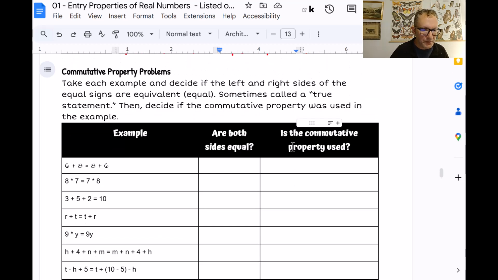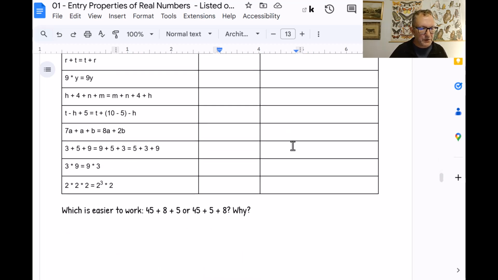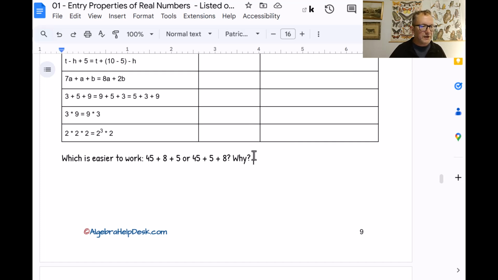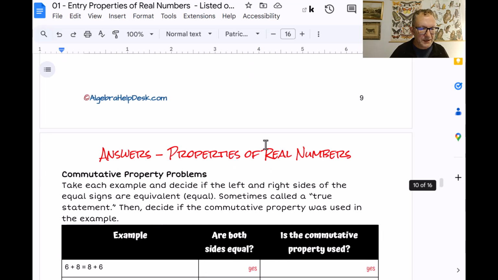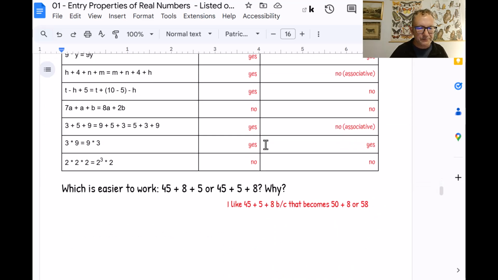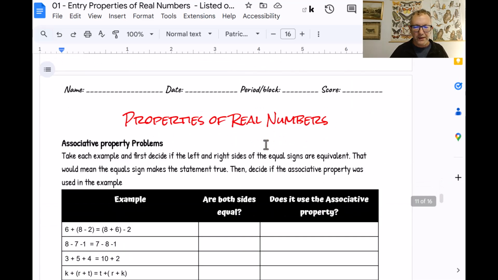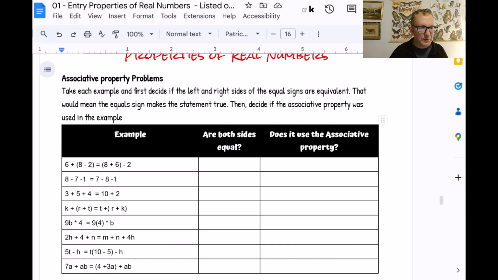Once again, here's one more built-in graphic organizer. We've got this question: which is easier to work, 45 plus 8 plus 5 or 45 plus 5 plus 8? Little middle math. That's a good conversation to have. Here's our answer key. Moving on, here's one more.